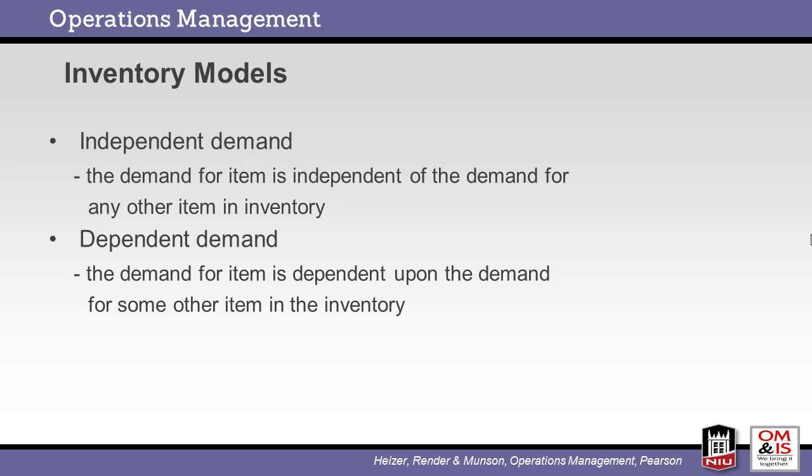Independent demand is not tied to other items in inventory. Think of customer demand for finished goods. Dependent demand is tied to the demand for another item in inventory. Think of 4 tires of dependent demand for every car independent demand that is purchased.